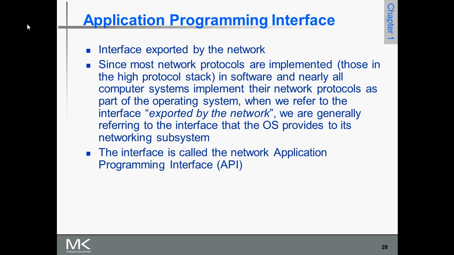We are going to create a network application using an application programming interface, that is, sockets. Practically, it is not possible to directly access the underlying networking hardware. So we are going to start programming from an endpoint called a socket. A socket is an interface that is exported by the network. Today, most of the protocols are implemented in software. So we can say this is the interface provided by the operating system for us to design the network. This interface is called the API or sockets.